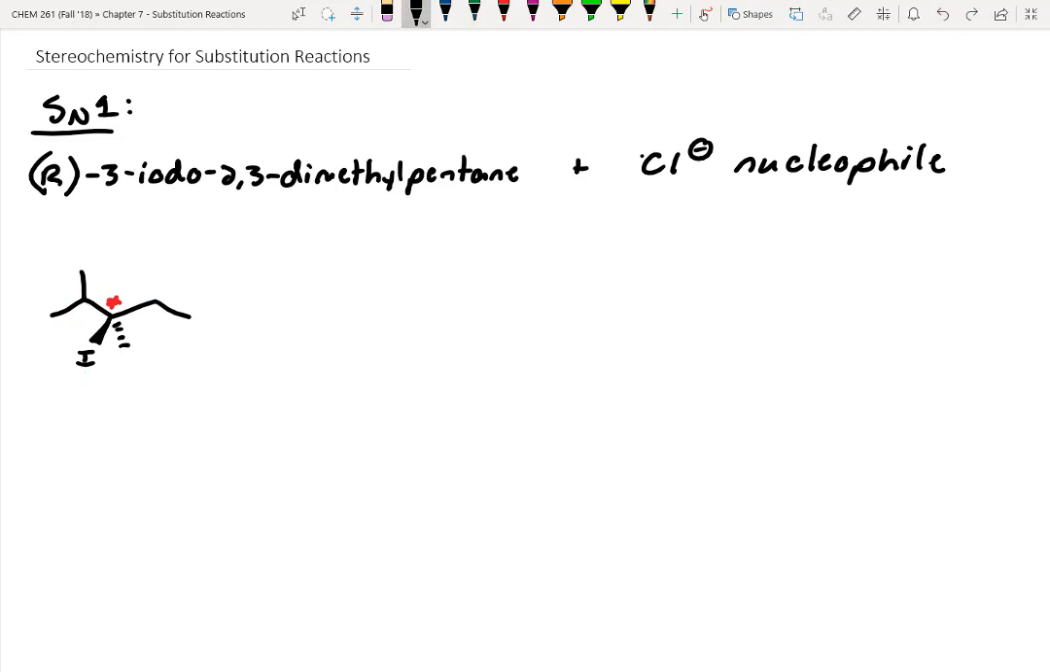All right, we also have chloride hanging around as our nucleophile, so I'm going to draw a Cl minus. What's the first step in an SN1 reaction? Yep, the iodine is going to fall off. So we've kicked off that iodine. That's the first step. It's rate limiting. And we're going to show a carbocation. And I'm actually going to show it in a particular way, and you'll see why in a minute.